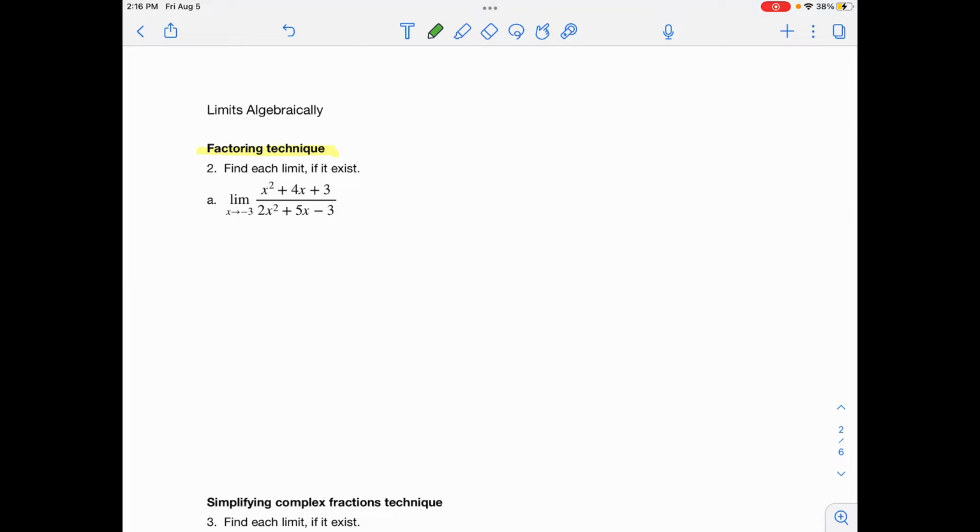So I'm going to look at this limit and I'm going to try direct substitution. So that gives me 3 squared plus 4 times 3 plus 3 over 2 times 3. Oh, negative 3. Why am I doing 3? It should be negative 3. Let me try that again. Negative 3 squared, because I'm doing the limit to negative 3, plus 4 times negative 3 plus 3 over 2 times negative 3 squared plus 5 times negative 3 minus 3.